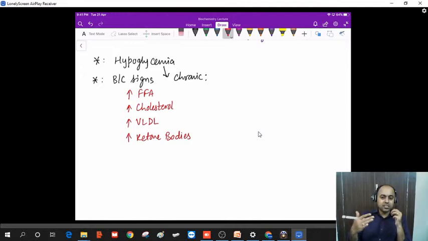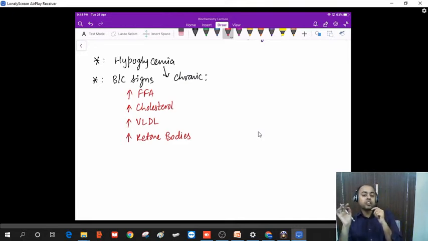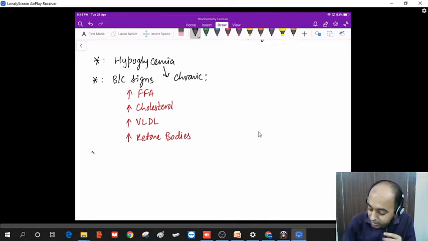See, when the hypoglycemia is there, the fat stores are mobilized, so therefore you should have the fatty acid in larger amount. This fatty acid will go to the liver where it is converted to cholesterol, so you should have more cholesterol. In addition, it is packaged back into triglycerol and released in the form of VLDL, so you can find increased VLDL. And lastly, this fatty acid which is being mobilized will also be converted into ketone bodies. So what we'll find is an increased amount of ketone bodies also. All of these are biochemical signs of chronic hypoglycemia.